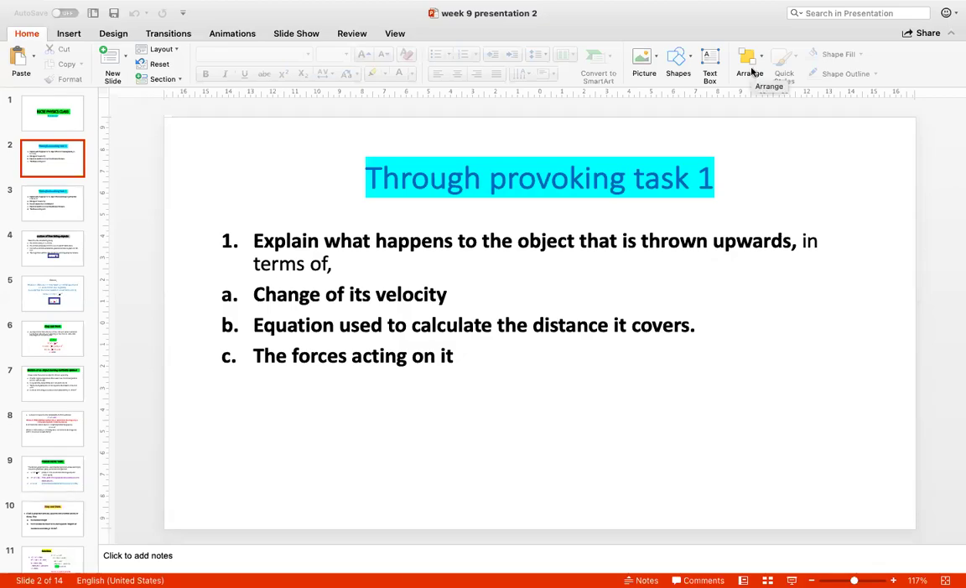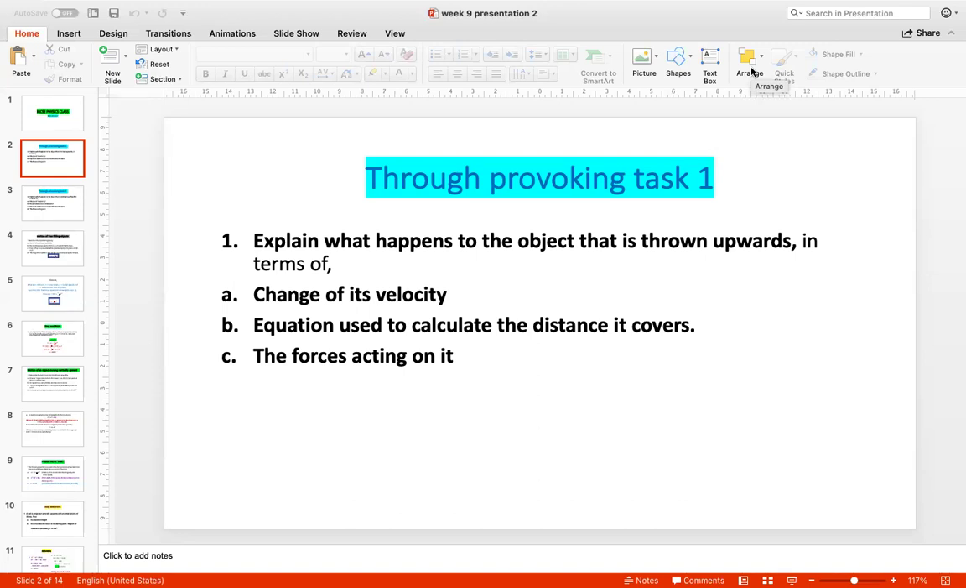So this lesson is going to center on two things. The first thing is, okay, let's look at the objectives, thought-provoking tasks. What happens to the object that is thrown upwards in terms of one, its velocity.